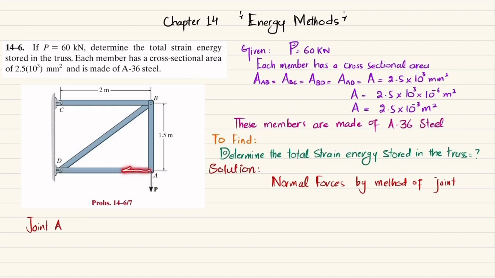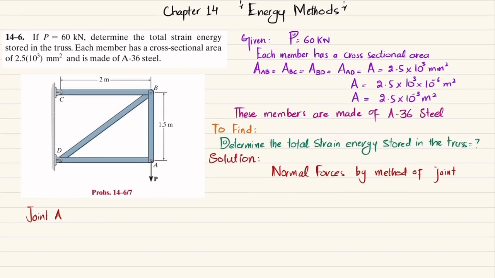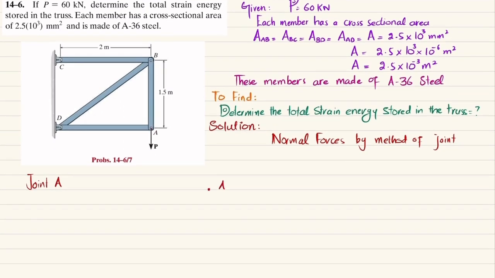As a result, this member AD will exert a force in this direction on this point. So we'll draw the free body diagram. This is your point A. This is load P, which is acting downward, and this is equal to 60 kilonewton.